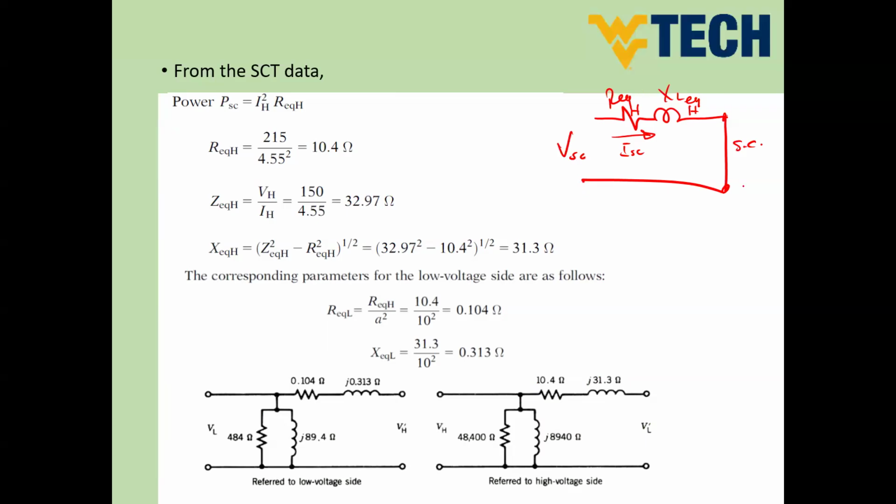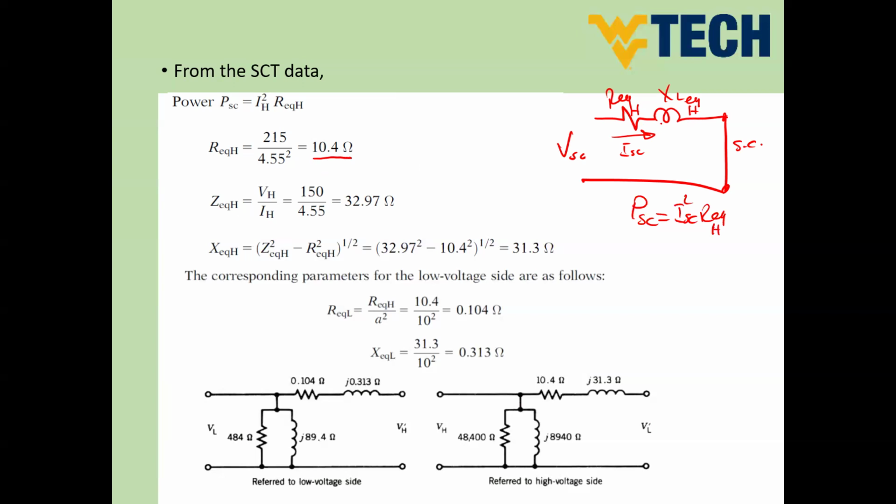Now, this is a series RL circuit. So we can say simply now, I squared times R equals P. Since power short circuit equals I short circuit square times R equivalent high, we can say R equivalent high equals P short circuit divided by I short circuit squared. So here is the substitution, 215 divided by 4.55 ampere squared. So the value of R equivalent referred to the high voltage side is 10.4 ohms.